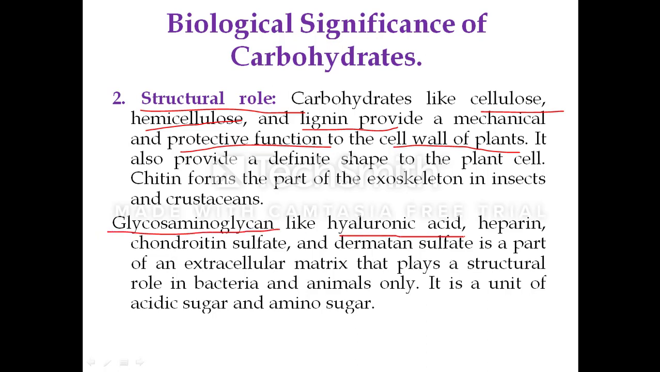Glycosaminoglycans like hyaluronic acid, heparin, chondroitin sulfate and dermatan sulfate are part of the extracellular matrix that plays a structural role in bacteria and animals only. It is a unit of acidic sugar and amino sugar. So these also play an important role as structural components in bacteria and animals. They are a complex of sugar and acids, or of sugar and amino groups, giving the structural framework to the cell in bacteria or in animals.